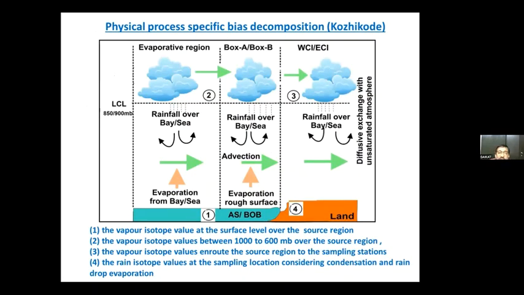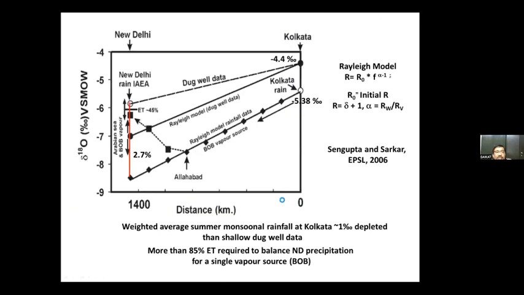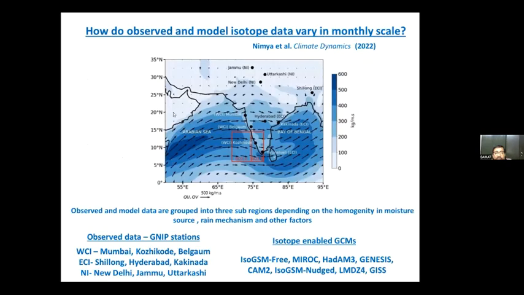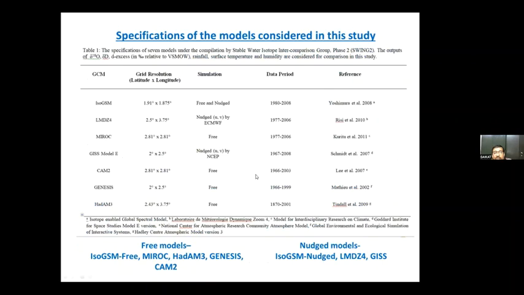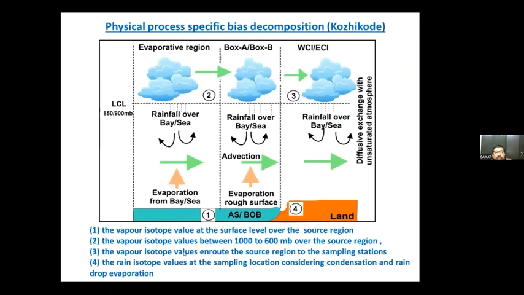So here we are trying to do a quantification. We are comparing the observations and model isotope values on four occasions. We did it for one station only, Kozhikode, which is situated close to the west coast. Let me show you the location. This is the place where Kozhikode exists. We made some boxes here, box A and B, and we compared the observed and model rain and vapor isotope values on the four occasions.